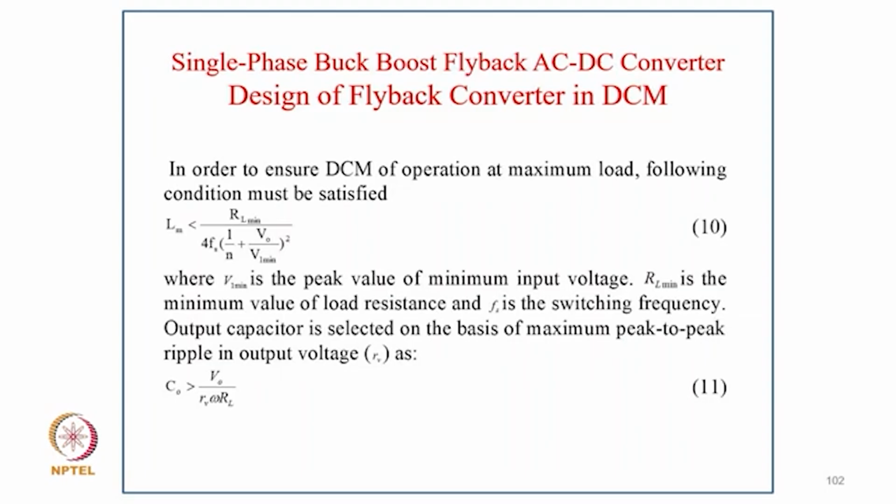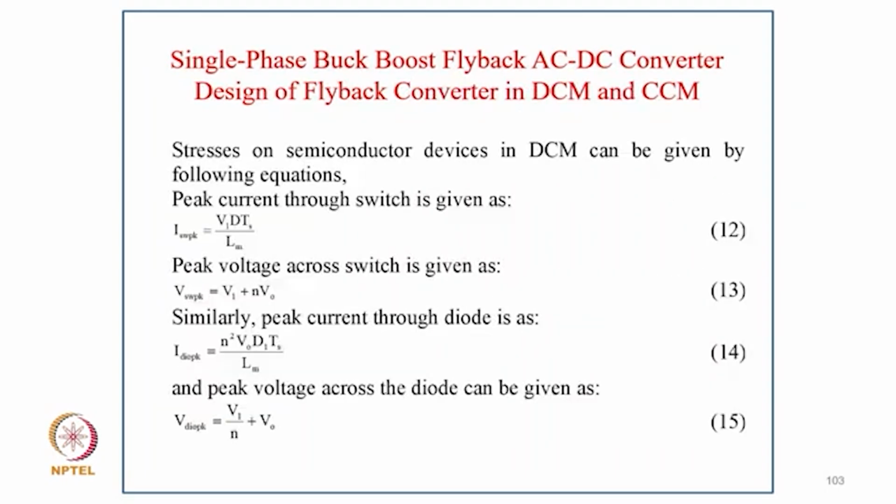So LM must be less than RL minimum divided by 4Fs in bracket 1 upon N plus V0 upon V1 minimum square. Here V1 minimum is the peak value of the minimum input voltage, RL minimum is the minimum value of the load resistance, and Fs is the switching frequency. The output capacitor is selected on the basis of maximum peak to peak ripple, and output CO should be greater than VO divided by RV omega RL.